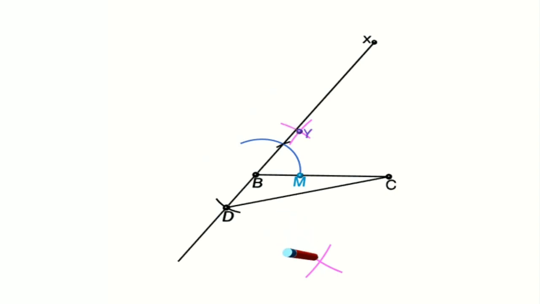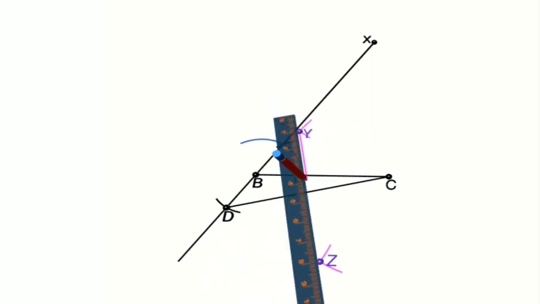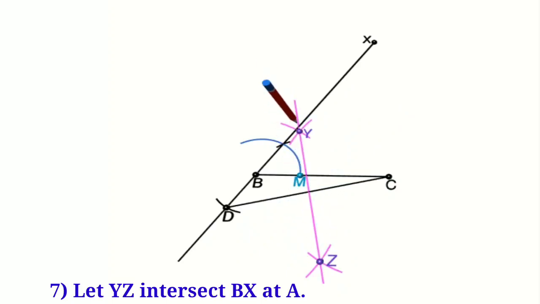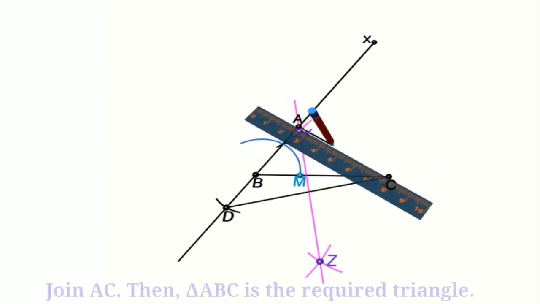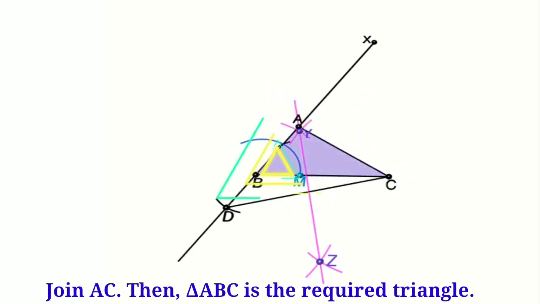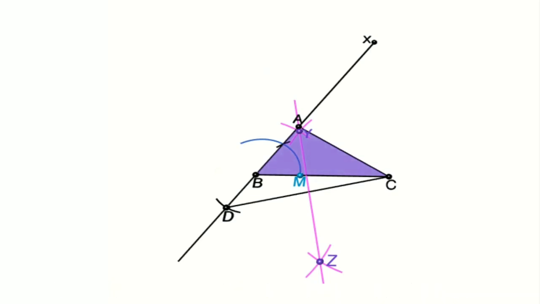I have named this as YZ and will join YZ wherever this YZ is intersecting BX. That is the third vertex of the required triangle, that is the point A. That's it. We'll join AC and ABC is the required triangle.